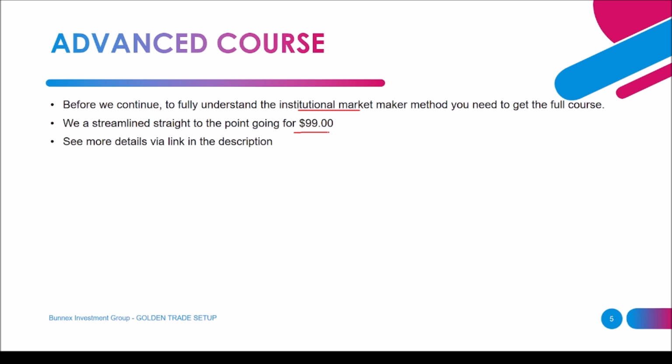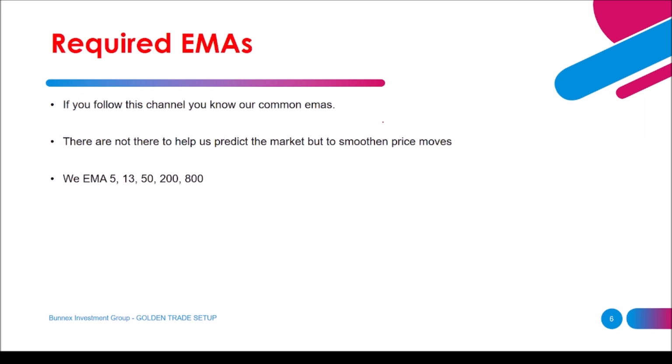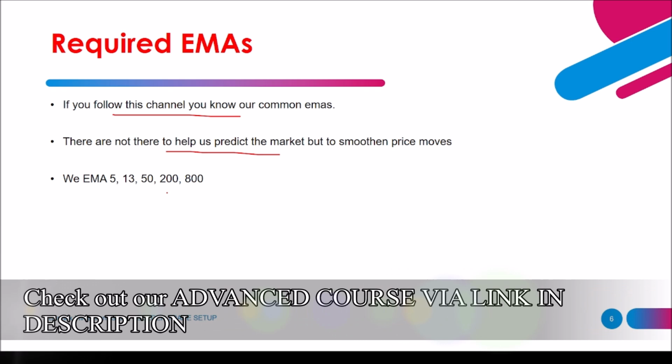So the next topic is the required EMAs. If you follow this channel, you know our common EMAs. They are not there to help us predict the market, but to smoothen out how price moves. We use the EMA 5, 13, 50, 200, and 800. I've seen a lot of comments, even after I define the EMAs, someone would say, what are the EMAs? These EMAs are exponential moving averages applied to close. So it's period 5, 13, 50, 200, and 800.